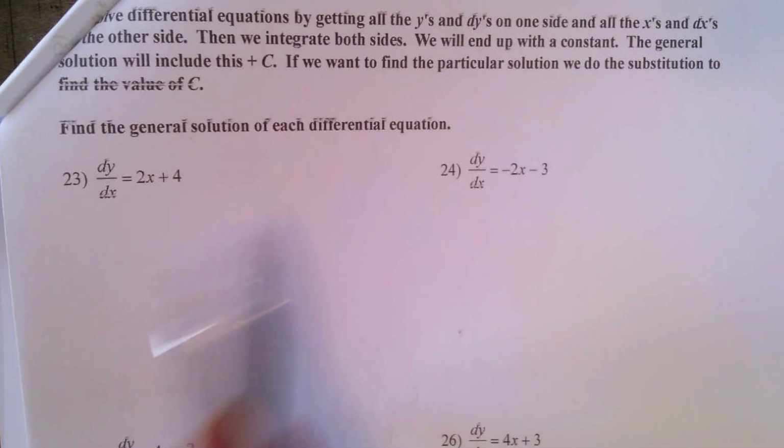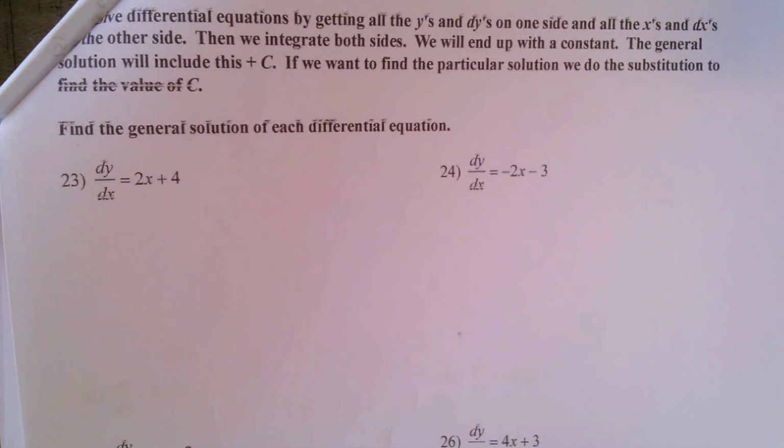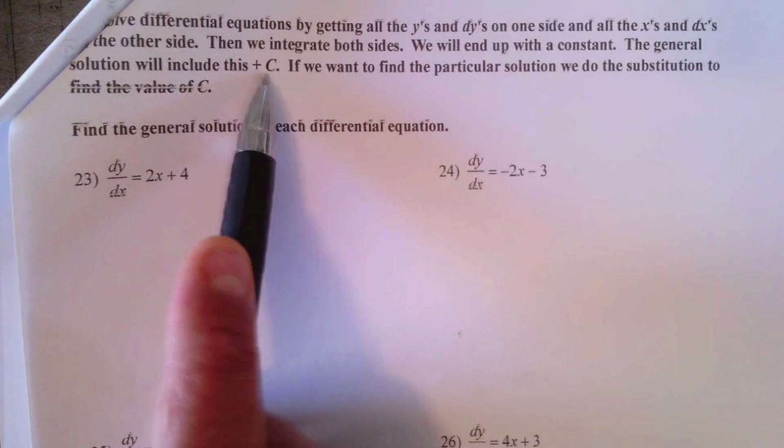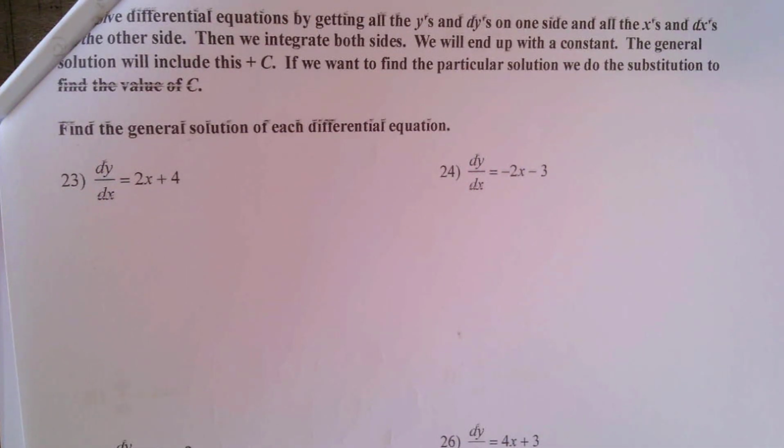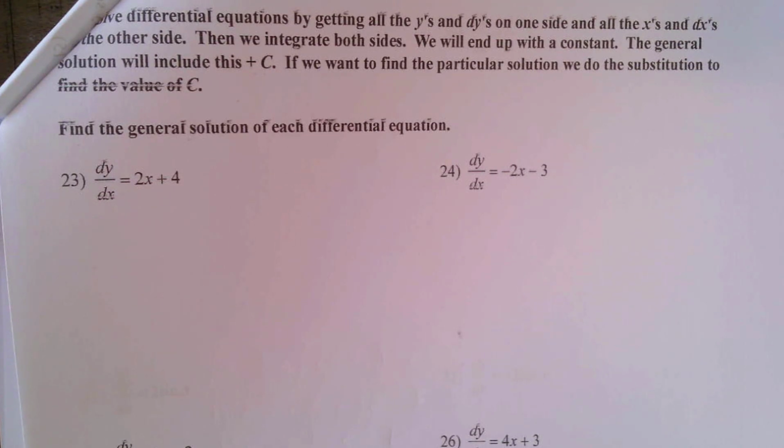Typically, we would have plus c's on both sides, but we're only going to put the plus c on one side. This is going to give us the general solution. So it's a general solution because we're going to have this plus c. Later on, we're going to have particular solutions where it's going to give us some initial conditions that are going to allow us to find whatever the value of c is.